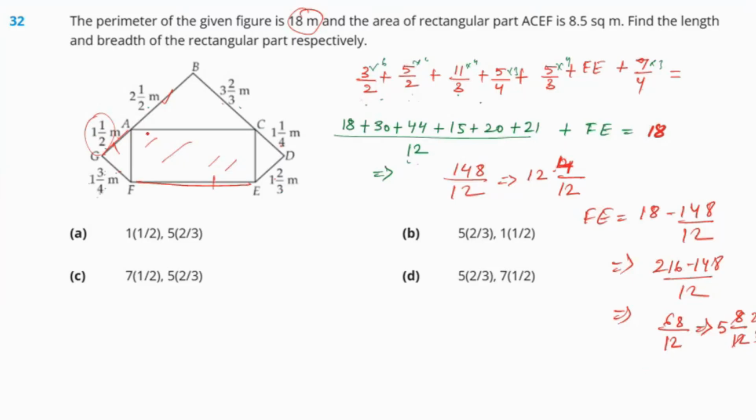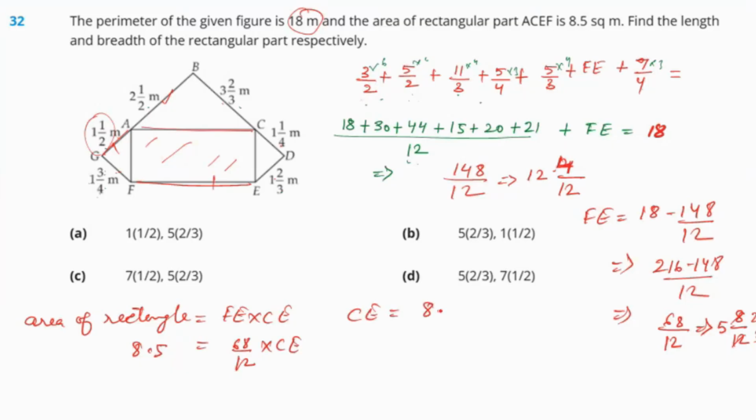So if FE is this, so this will also remain the same, and the area of the rectangle is given to us. Okay, area of rectangle is length into breadth only. So length is what FE we can take, and breadth CE we can take. Okay, area is what 8.5. 8.5 is equals to FE is what 68 by 12 times CE. So the length of CE we need to figure out. So that would be what 8.5 times 12 by 68. That we need to do since we need to divide it.